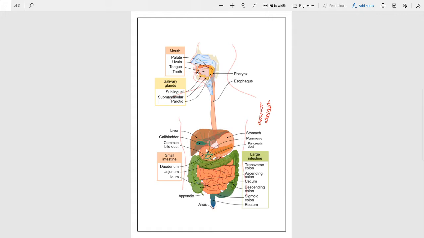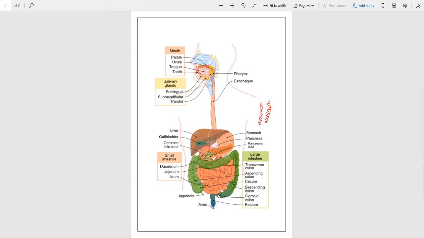So the food enters the small intestine: first the duodenum, then the jejunum, then the ileum. The ileum is the largest part of the small intestine. Then the small intestine leads into the large intestine. The food enters the large intestine, and this whole green colored structure is known as the large intestine. The large intestine has three parts: first the ascending colon, then the transverse colon, then the descending colon.